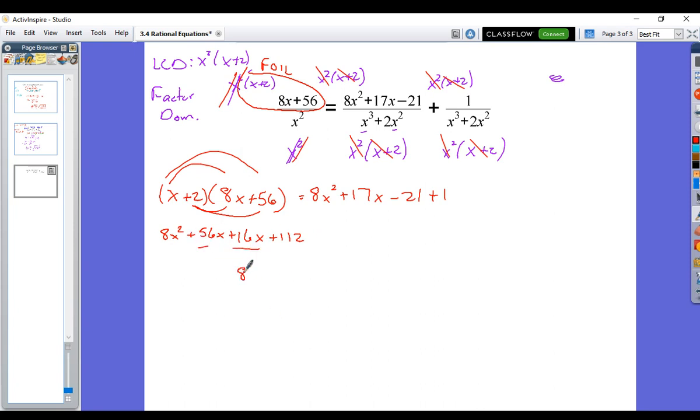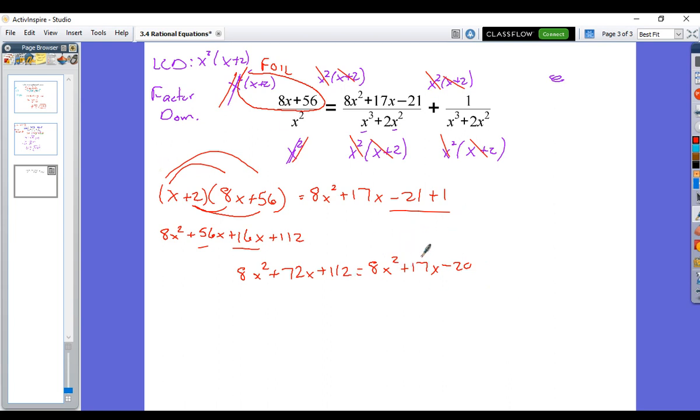We're left with 8x squared plus, what is that, 72x plus 112 equals, and on this side we combine like terms, the only combining like terms right there: 8x squared plus 17x minus 20.